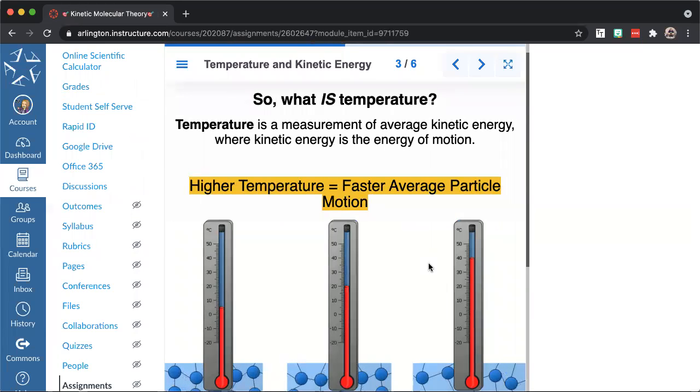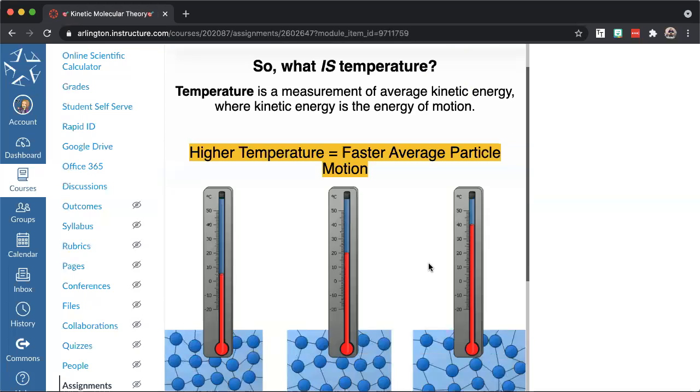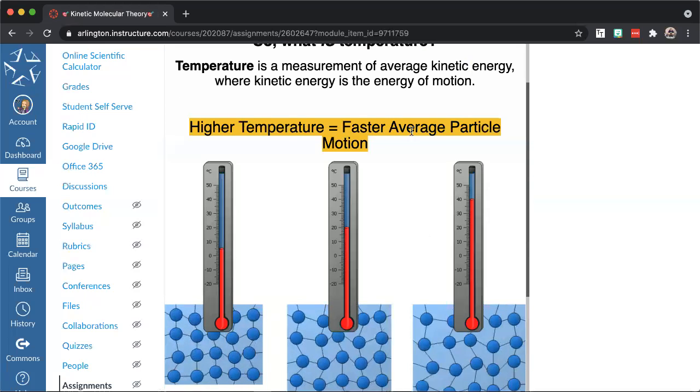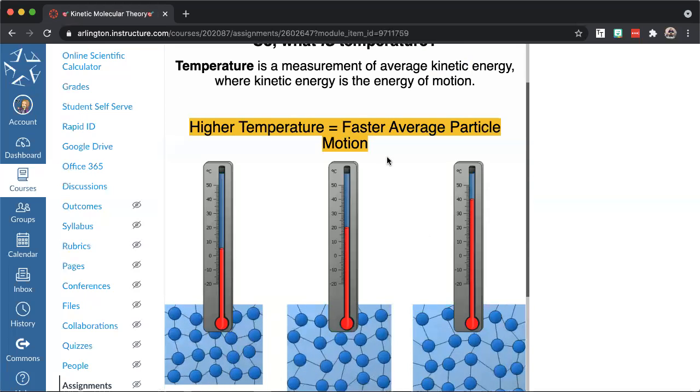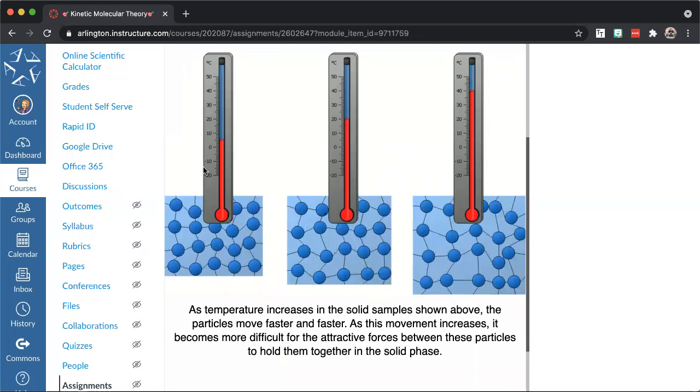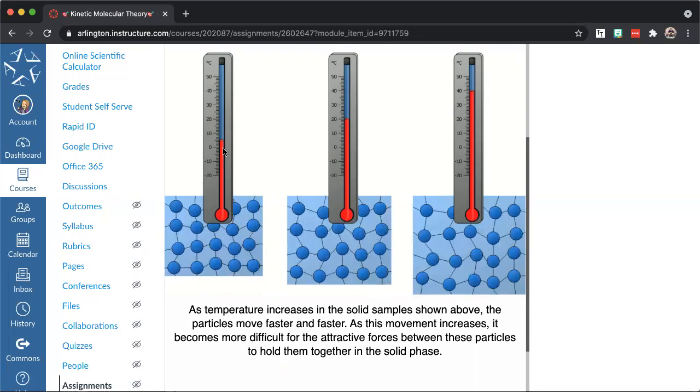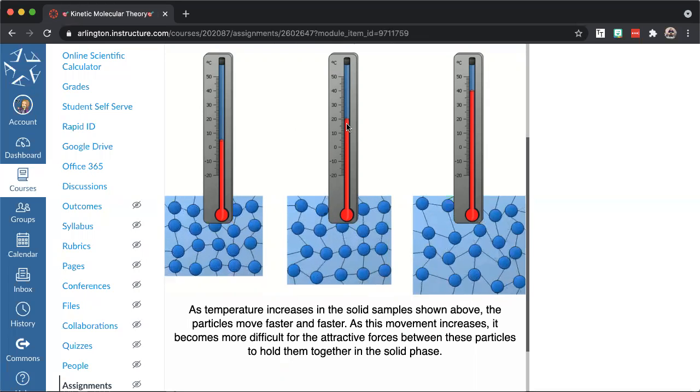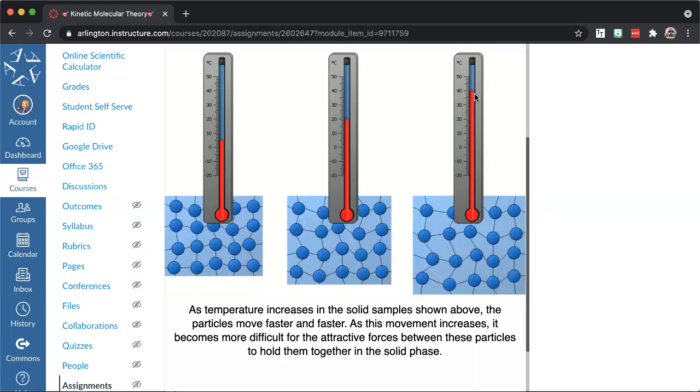So temperature is one of the properties that we're going to see here when we're dealing with gases, because temperature is a measurement of the average kinetic energy, which is the energy of motion, as I mentioned earlier. So if you have higher temperature, that means that you're going to have faster average particle motion. So these three images right here, if you look at the little thermometers, this one looks like about maybe 5 or 6 degrees. This one's about 20 or 21 maybe. And this one's 40, 41. So obviously we can see the temperature is going up.